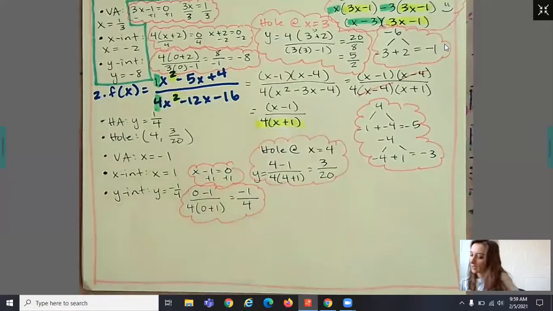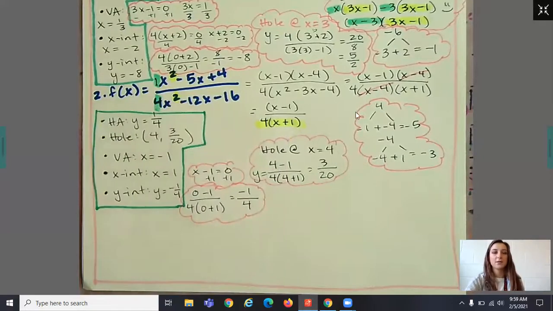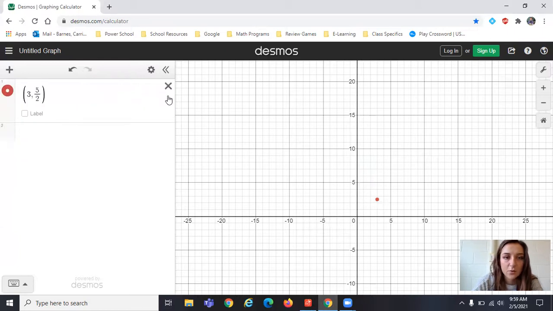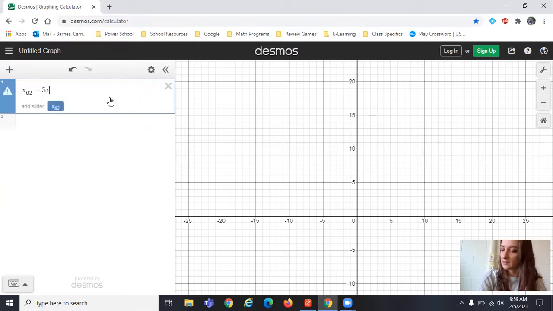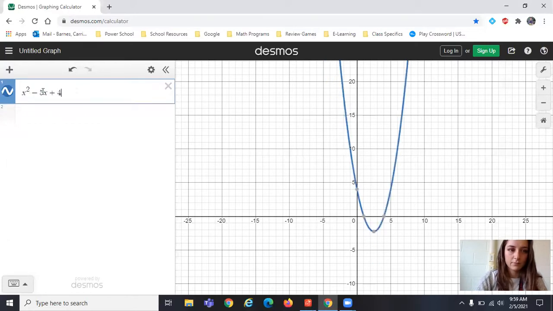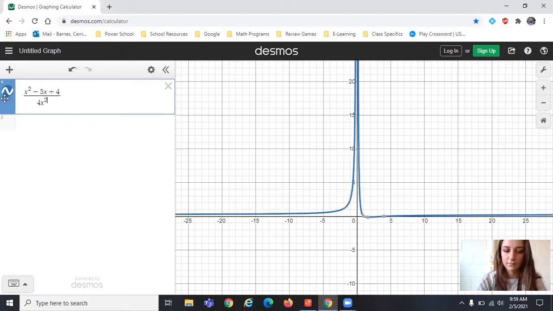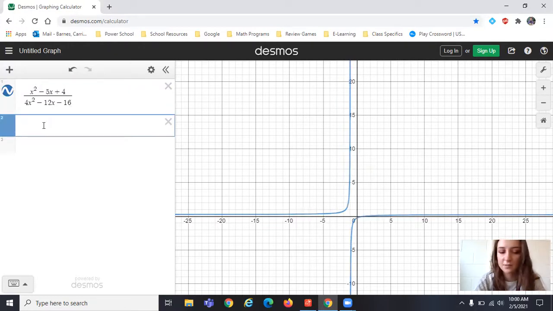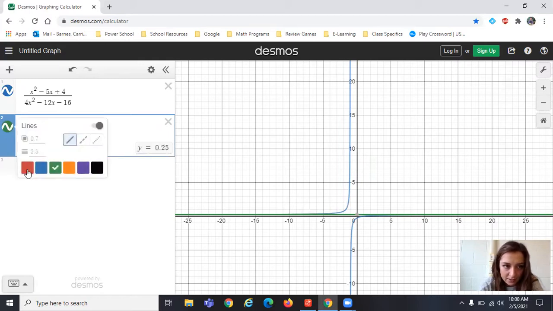Okay, so let's go check our answers in Desmos. See if we got all of these things right. Going to the old trusty Desmos. Okay, so here we are. x squared minus 5x plus 4, all divided by 4x squared minus 12x minus 16. Okay, we had a horizontal asymptote at y equals 1/4. And that does fill in that gap there, so that's good.